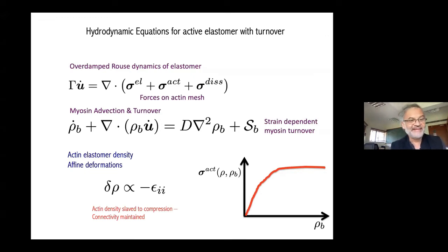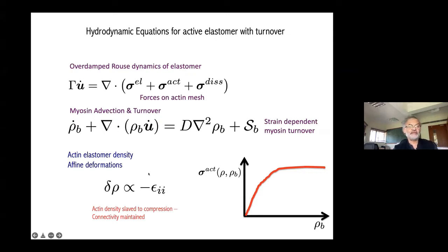Sorry for that. The second equation is the dynamics for the bound myosin density rho b, where b could be equal to 1 or 2. That is directed by the second term on the left, by the local meshwork velocity. On the right, you have a local diffusion, and s b is a strain-dependent myosin turnover, binding and unbinding.